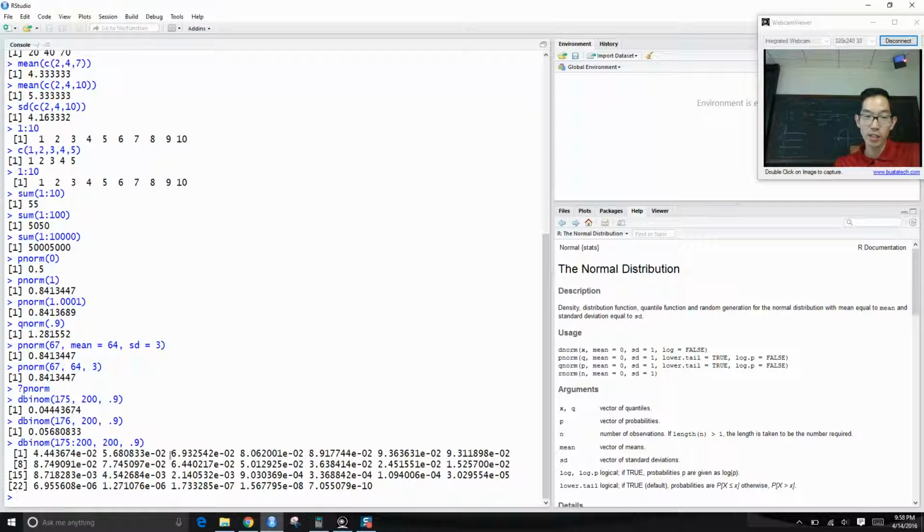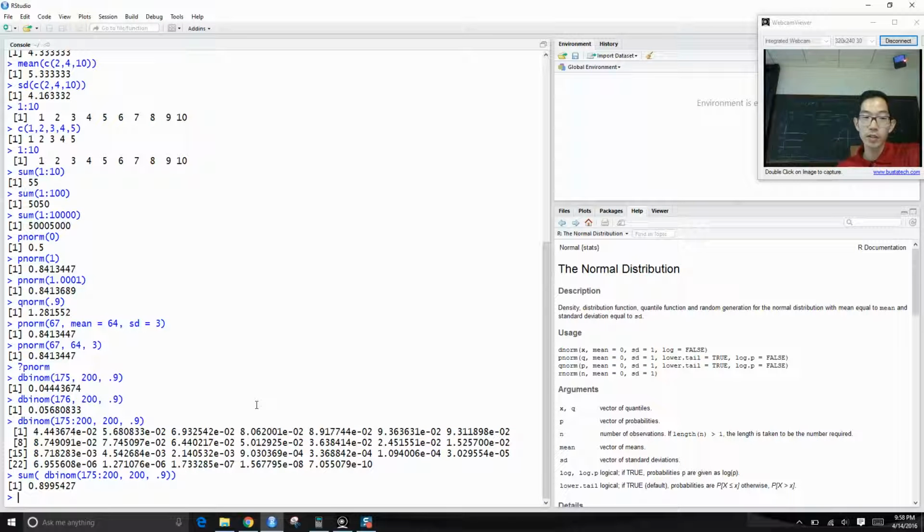It says I've calculated 26 numbers for you. The first number is 4.44 times 10 to the negative 2, which is 0.044. So it's in scientific notation here. And then the next one is 5.683 times 10 to the negative 2. So it spits out all of these 26 numbers for us. But this is actually not what we want. We actually want to know the probability he makes 175 or more. So we're going to say, computer, add all of these together for me, so I'm going to put this into sum. And the answer there is 0.8995.